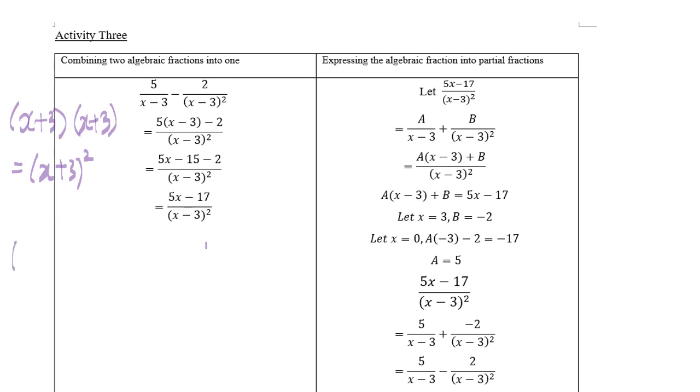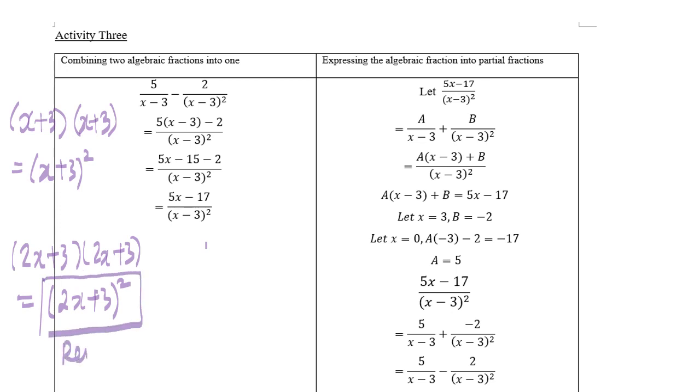Let me give you another example. If you have a linear factor 2x plus 3, repeated means you have another one that is exactly the same, right? And if you were to combine them, it's bracket 2x plus 3 close bracket to the power of 2. So this one here is a repeated linear factor. Likewise for this, this is also considered a repeated linear factor.